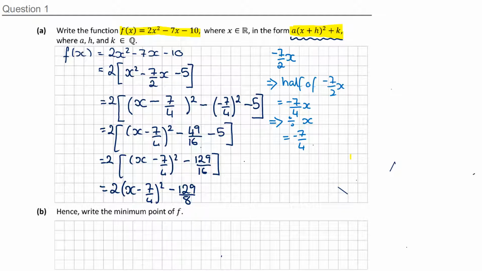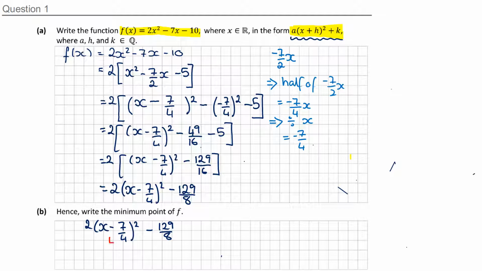The next question is asking, write the minimum point of f, and notice the word hence. So basically they're telling you that you can actually use what you have in the previous part. So when you've done this before, you would have learned that there's really important things that we can do with this form of a quadratic.